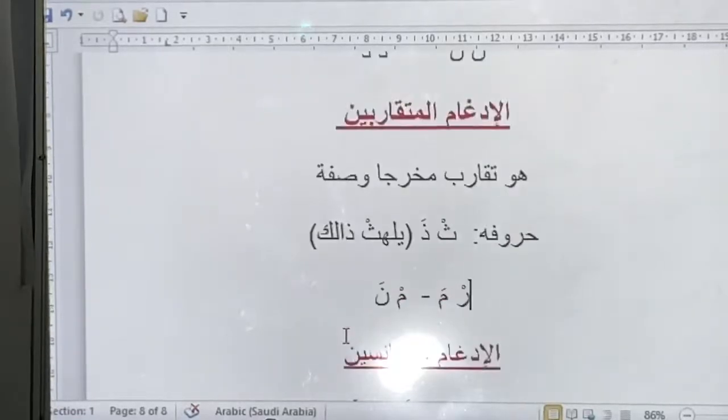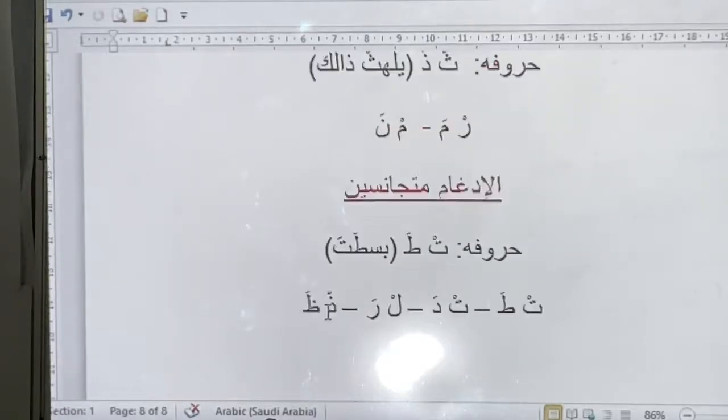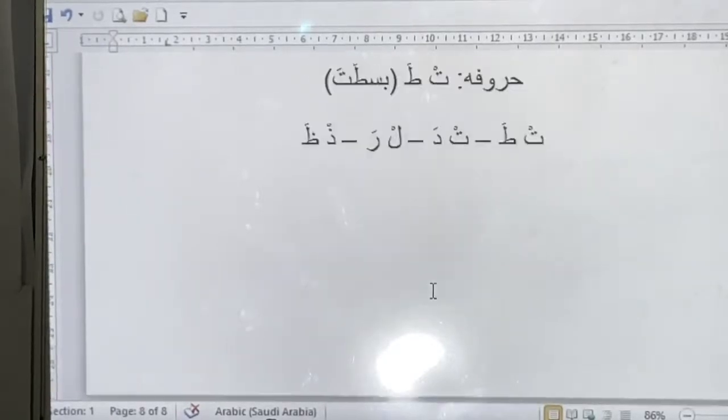So these two sets, mutaqaribain and mutajanisain, are almost the same. You can just understand the concept that whenever they come from the same makhraj, you read them idghaman. That is dal, ta wa dal, ra wa mim wa nun. And the other one is ta wa dal, lam wa ra, dha wa dha. So basically that's it. That is al-idgham and the rules of idgham.